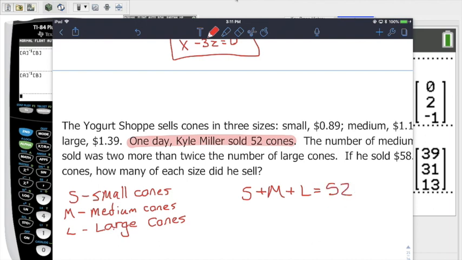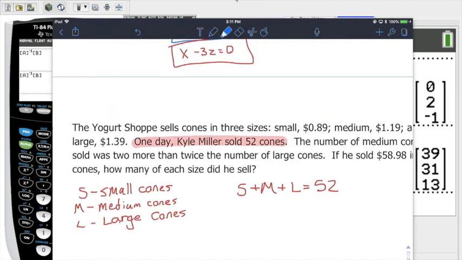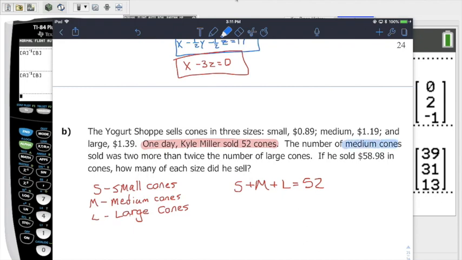Now, once again, we have 3 variables, so we need 3 total equations to actually be able to solve this here. Let's look at the second situation. The number of medium cones sold was 2 more than twice the number of large cones there.